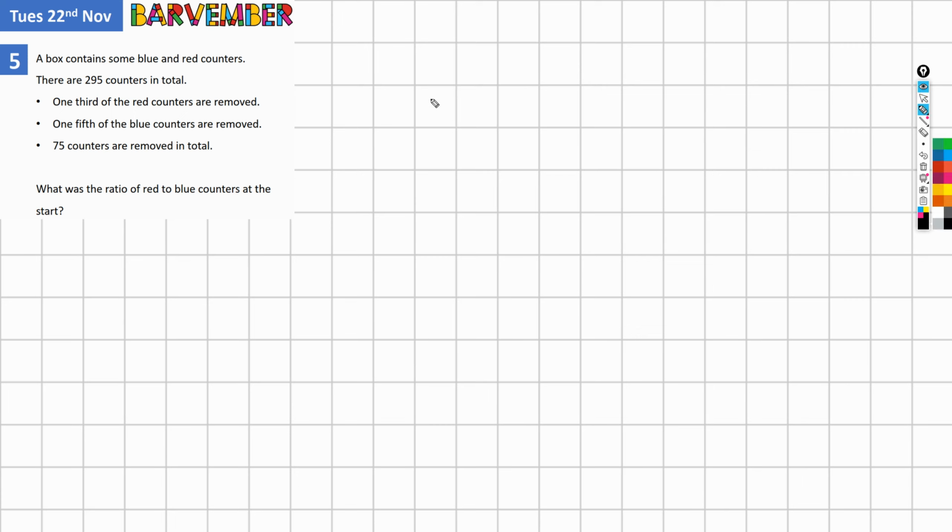Okay, right. So what I'm going to do is to draw a bar for the red counters and a bar for the blue counters. So let's start here. So red and blue, and I might as well use some color. And I'm just going to choose an arbitrary block size. I'm going to make this the block for the red. So this is one part of red counters, and we've got 3 parts altogether because it says 1/3 here. So I'm going to draw 3 blocks that have the same value. So this is what we have at the start for red.